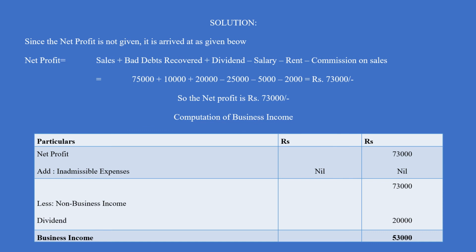So it is an income from another source, not your company's business income. So non-business income, dividend, you can take, and you can minus it off from the net profit. The total business income that this person has is 53,000. So this is the format that you have to use to work out the sums under business income.